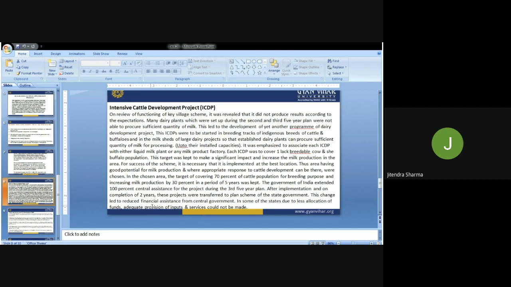This change led to reduced financial assistance from the central government in some of the states. Due to less allocation of funds, adequate provision of inputs and services could not be made. This is a drawback actually.